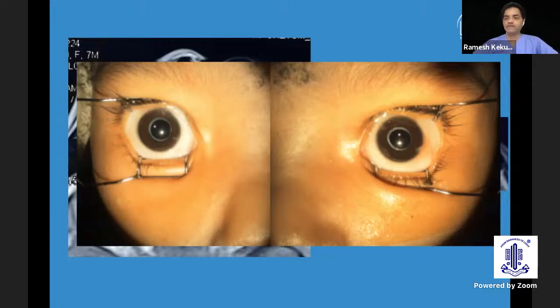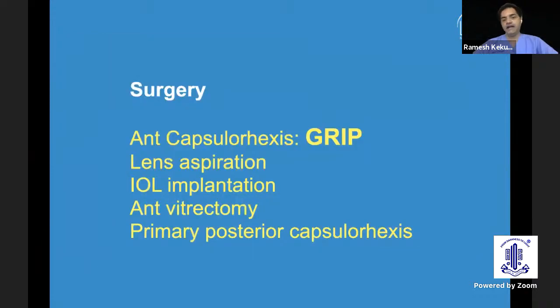But in the whole process, there are other things to take care. I will talk about some of the important steps. I will show just 3-4 videos to explain this. There are 5 important steps. As you all know, the first one is anterior capsular axis, followed by lens aspiration, IOL implantation. Before that, we might do anterior vitrectomy, following primary posterior capsular axis. I put the word GRIP there. That's very, very important. That's an important mnemonic, I would say, for capsular axis.